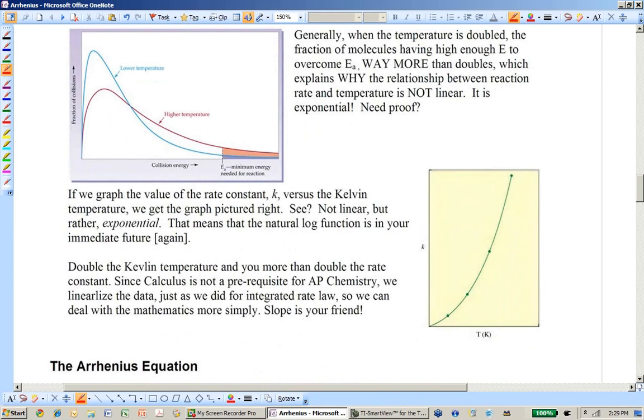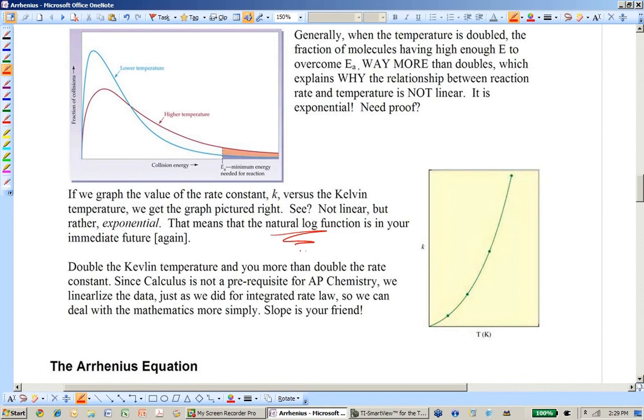If we graph the value of the rate constant K versus the Kelvin temperature, we do not get a straight line, do we? No, we do not. We get a curve. And that curve is not linear, but rather it is exponential, meaning that the natural log function is in your immediate future yet again. If you double the Kelvin temperature, you more than double the rate constant.